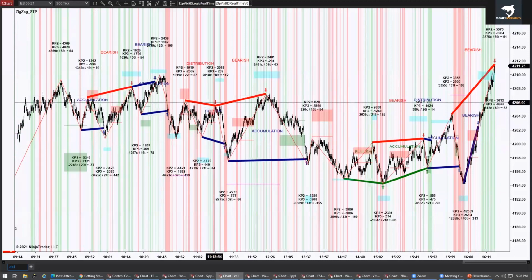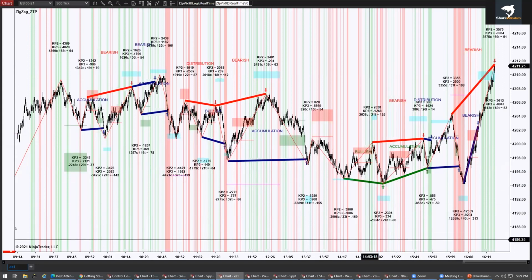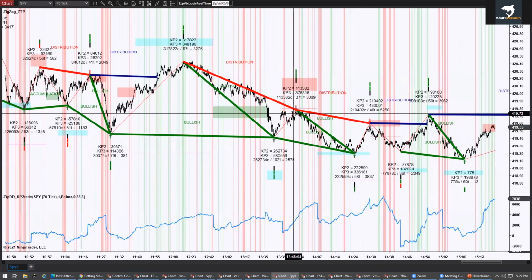The ES chart, that was a tradable signal as far as divergence goes. That was a very tradable signal right there, 10 minutes into the close with the VIX green. But from this chart, I would have only been interested in 2 trades. With the spider chart, I would have been interested in a lot more.